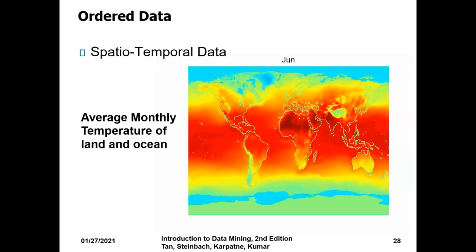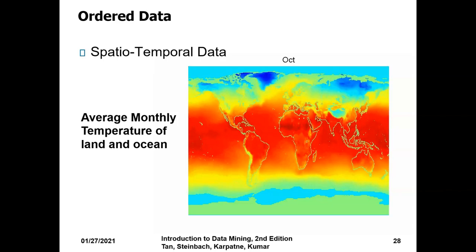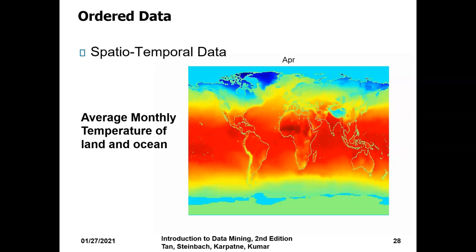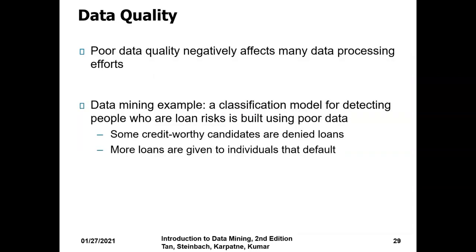This is spatio-temporal data. Here you can see data related to the geography and the temperature of a certain place, related to the land and oceans, and how it varies with respect to the different months of the year.